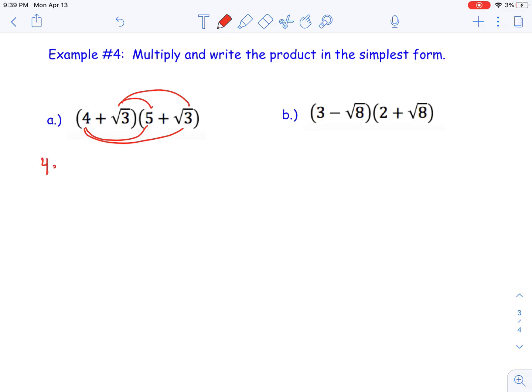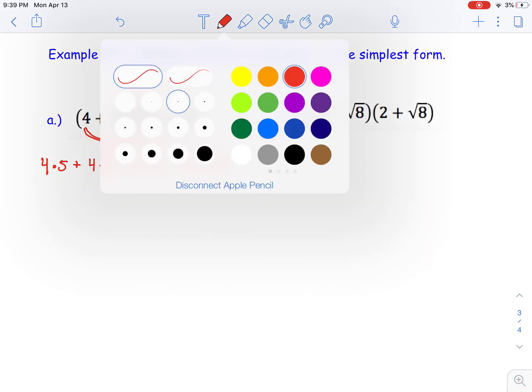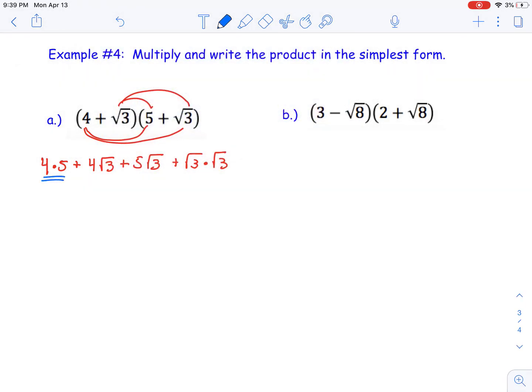So 4 times 5 plus the 4 times the radical 3 plus the 5 times the radical 3. And like I said, we'd like to put our whole number in front of the radical. And then lastly, the radical 3 times radical 3. So this here is going to give us 20.